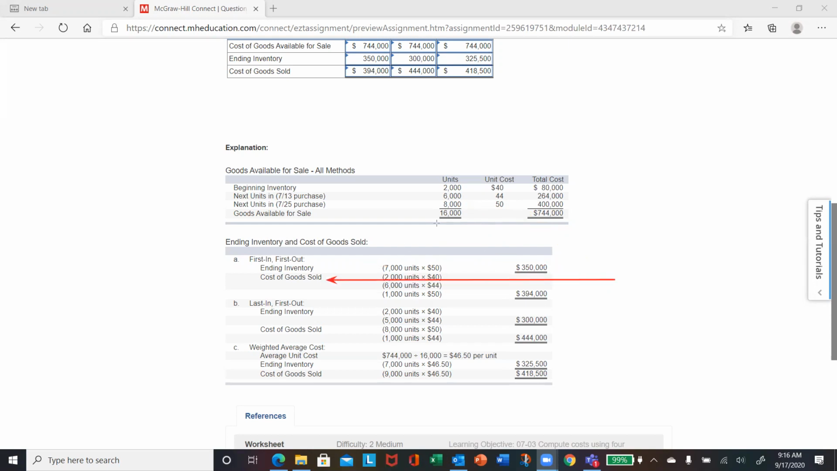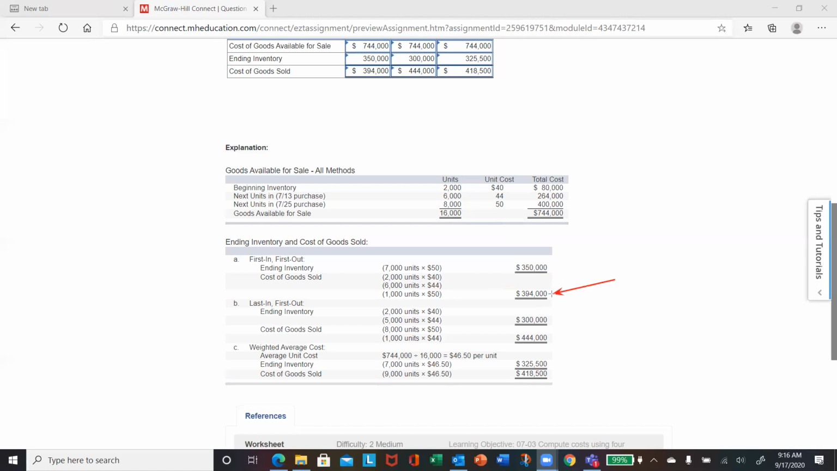Now, the cost of goods sold, you're going to take from the first units in. So 2,000 at 40, that's the first pool you're going to get cost out. Then you've got 6,000 units at 44, so 2 and 6 is 8, at 44. And then you're going to take 1,000 units out of this pool. There's the 1. So you multiply these out. That would give you your cost of goods sold of 394,000.